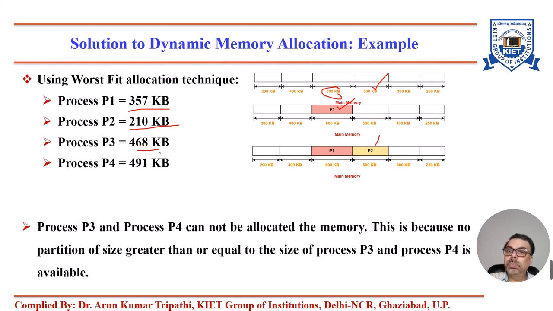Now, process P3 requires 468. It cannot be accommodated, so we cannot allocate space for process P3. When process P4 comes, that requires 491, we can't in this, we can't in this, we can't in this. So there are two processes, P3 and P4, that cannot be allocated into the memory location.